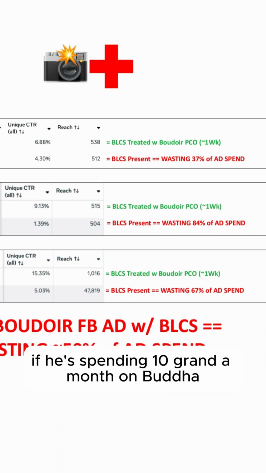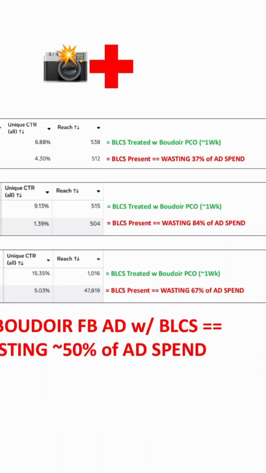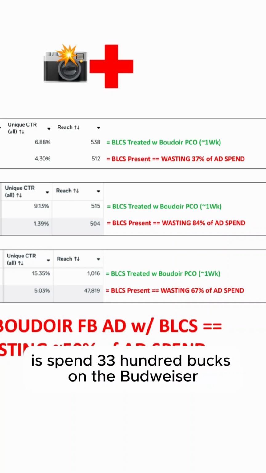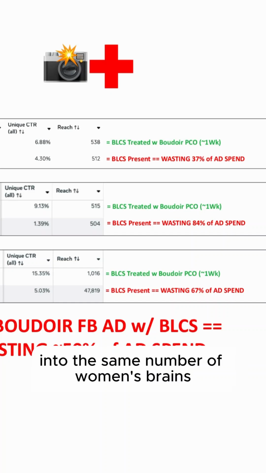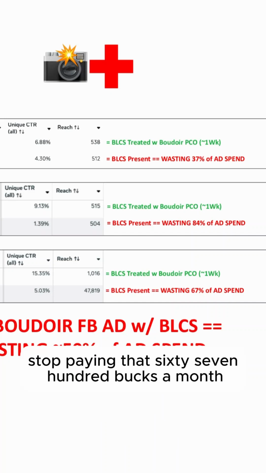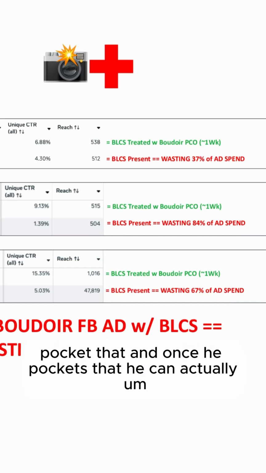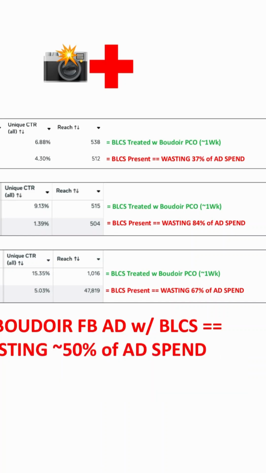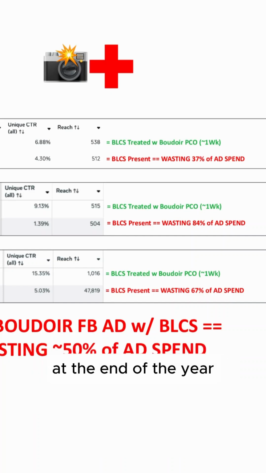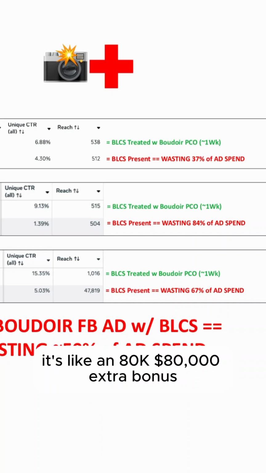So if he's spending $10,000 a month on Boudoir Facebook ads on the original, then all he has to do is spend $3,300 on the Boudoir Pico treated ad, and he gets his ad into the same number of women's brains in both scenarios. So literally he can stop paying that $6,700 a month and pocket that. It's kind of like a phantom extra bonus every month. And at the end of it, it's like an $80,000 extra bonus.